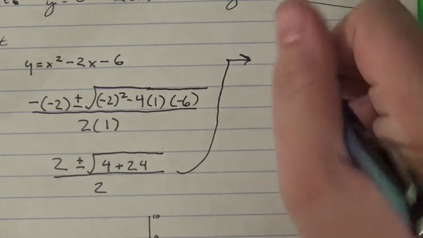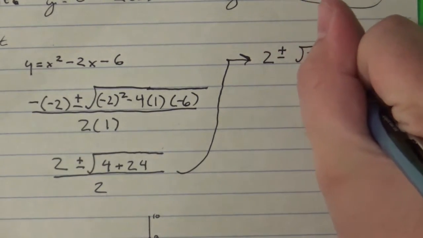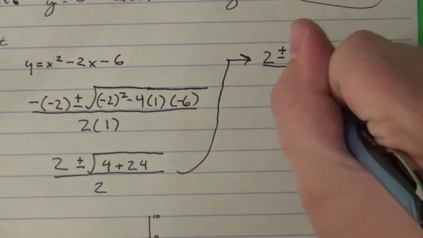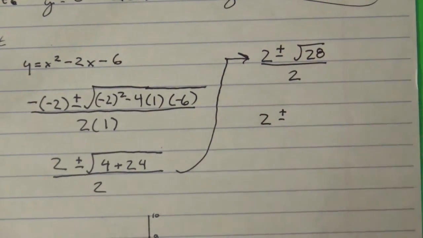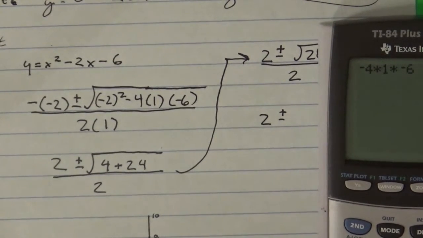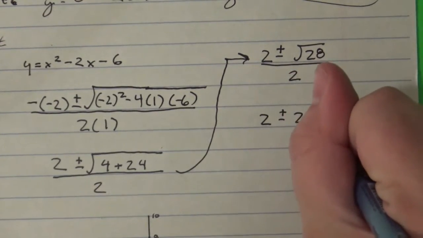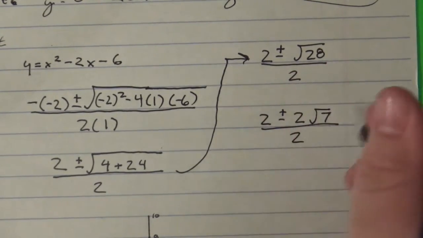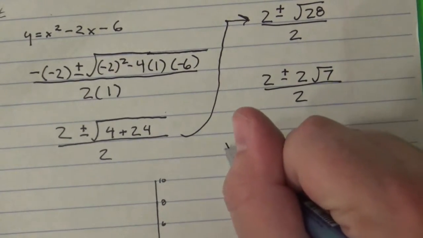Okay, and we're going to say that it's 2 plus or minus the square root of 28, divided by 2. This gives me 2 plus or minus... let's see what we can factor out. 28, can we factor out a 4 in this? Yes, we can. So we can say 2 plus or minus the square root of 7, divided by 2. Or ultimately, x is going to be equal to this.